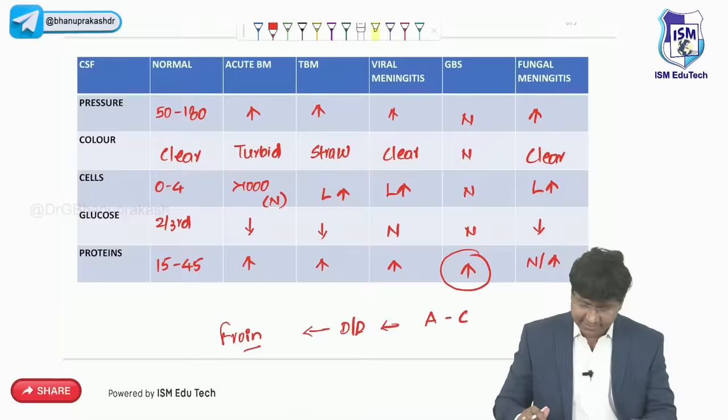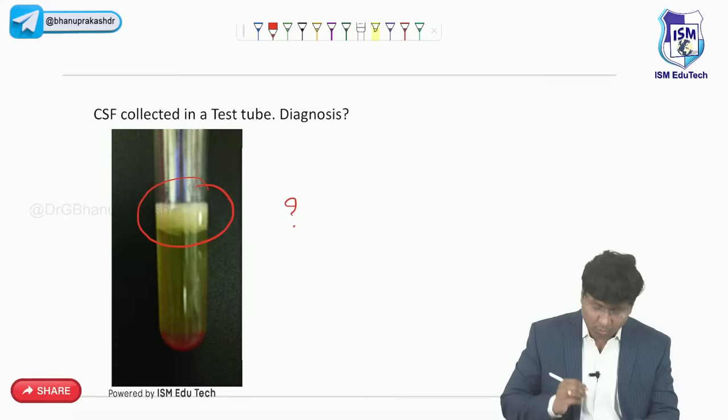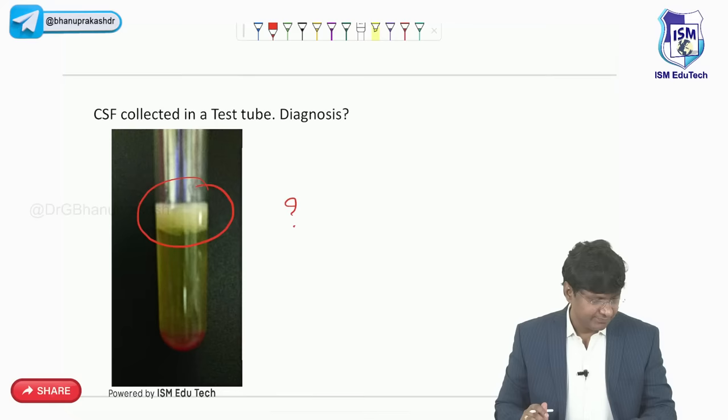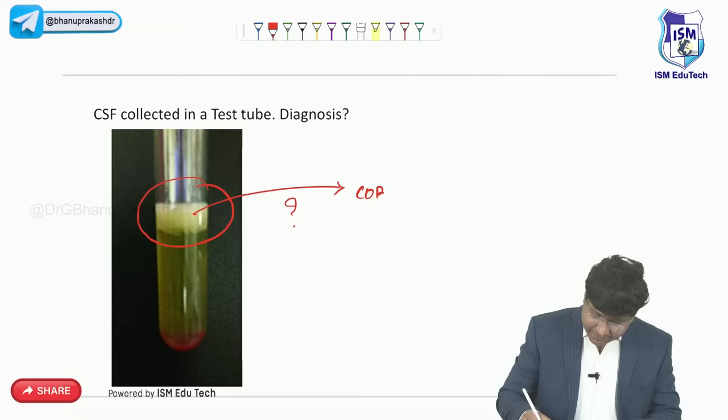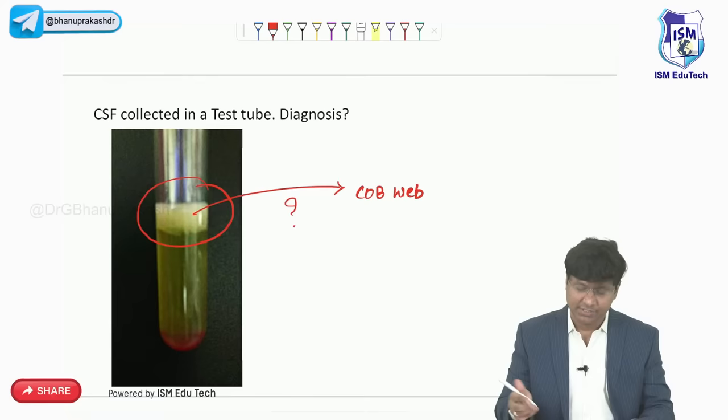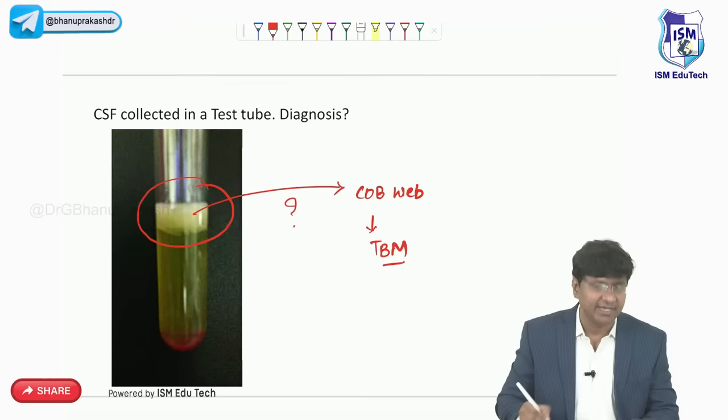Then please identify this test tube. What is this? What is the diagnosis? So where do you come across this? Whatever has been given to you there, it is a cobweb coagulum, right? So cobweb coagulum, what does it contain? It contains proteins. And where do you see this? You will see that in case of tubercular meningitis, right? So cobweb coagulum, which contains proteins, is seen in tubercular meningitis, okay, right?